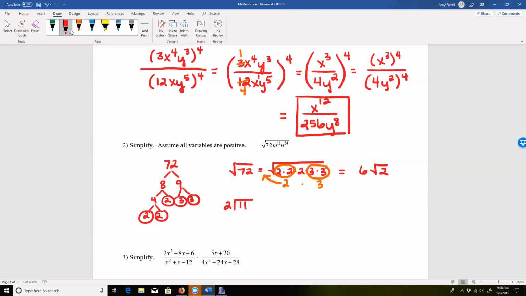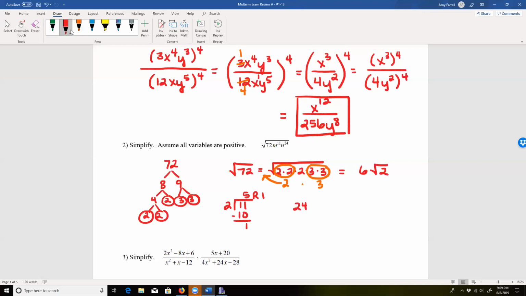11, 2 goes into 11 5 times, which is 10, and the remainder is 1. The 5 becomes your exponent on the outside, so we're going to have an m to the 5th on the outside, and the remainder is your exponent under the square root. So we're going to have an m to the 1st underneath. This is because we're going to have 5 groups of 2 m's, and then there'd be a single m left over. So that's why that works that way.